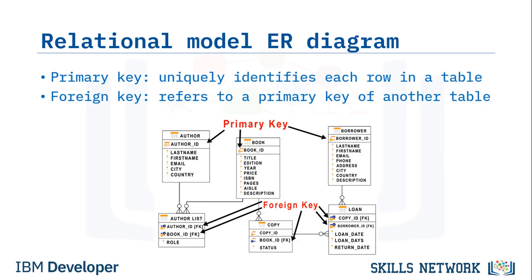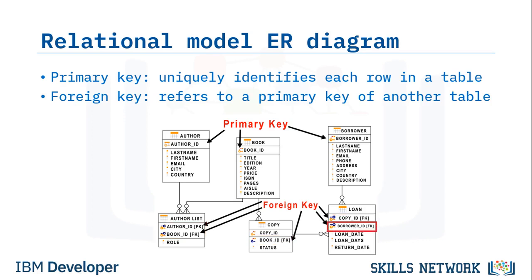In this entity relationship diagram, notice that the author ID, book ID, borrower ID, and copy ID have the primary key icon. A primary key uniquely identifies each row in a table. Notice also the entities on the lower half of the screen. Some attributes have FK in brackets next to them. This identifies a foreign key, which is a set of columns referring to a primary key of another entity.